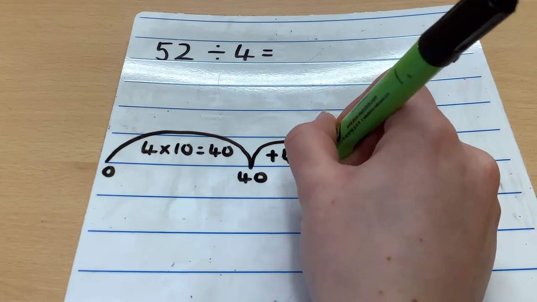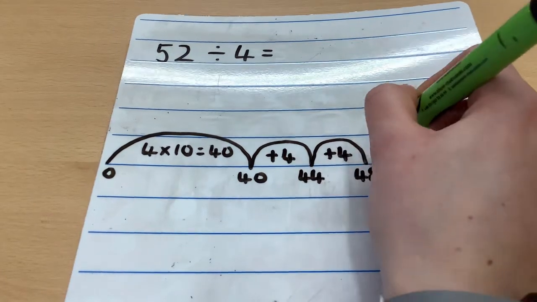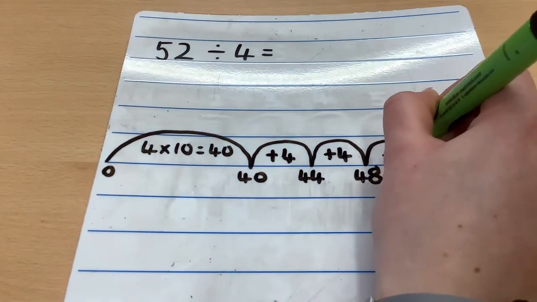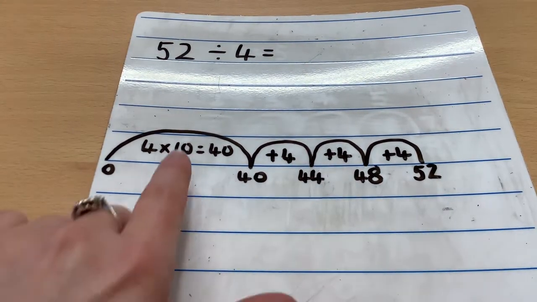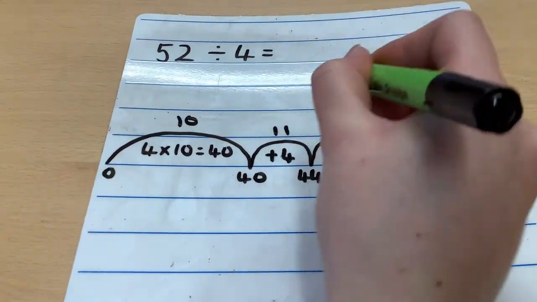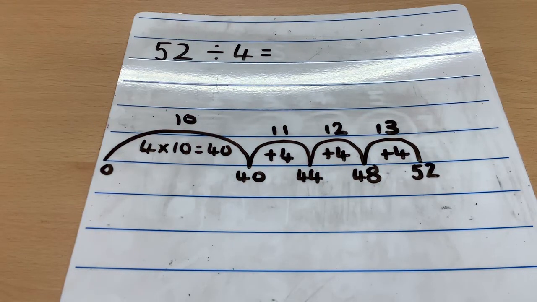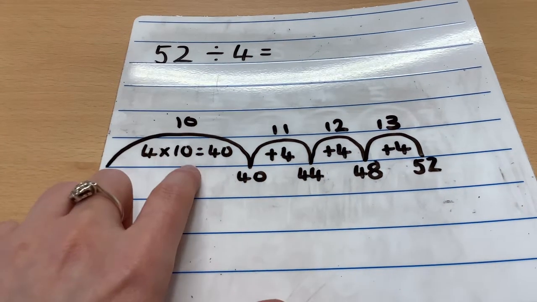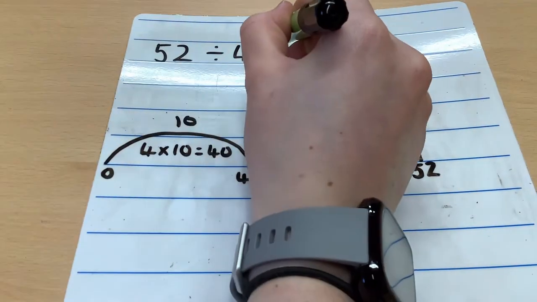So 40 add 4 is 44. 44 add 4 is 48. 48 add 4 is 52. Again, we have to count these jumps, but we need to remember that this big jump here is worth 10. 11, 12, 13. So although it looks like I've only done 4 jumps, because this jump is worth 10, I've actually done 13 jumps. So 52 divided by 4 has a quotient of 13.